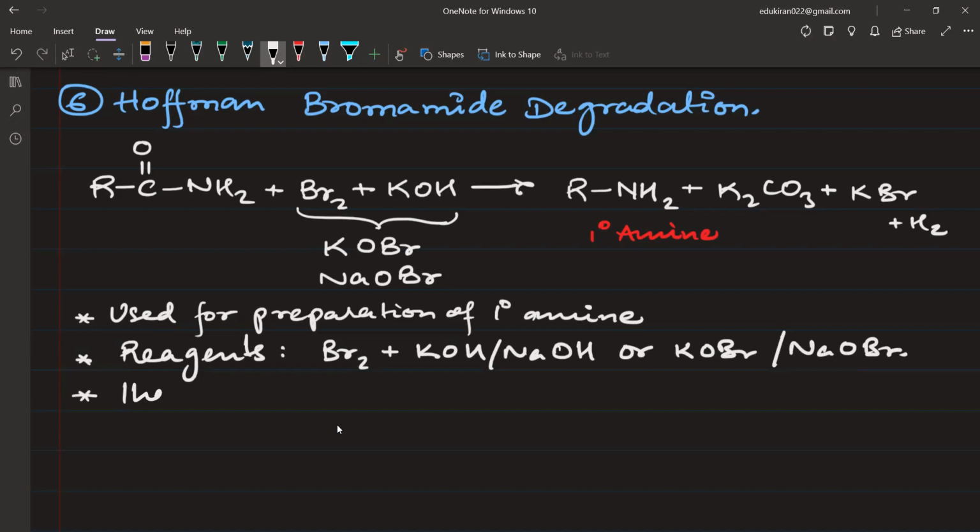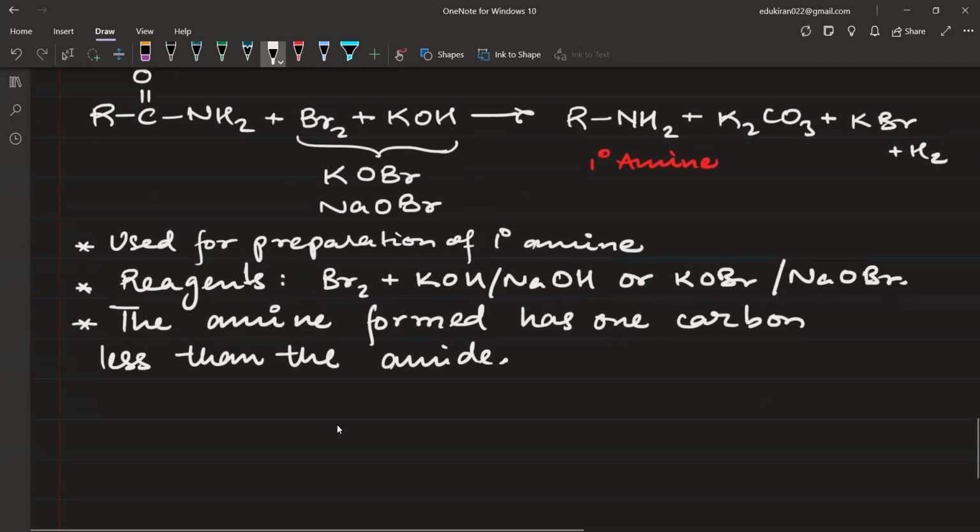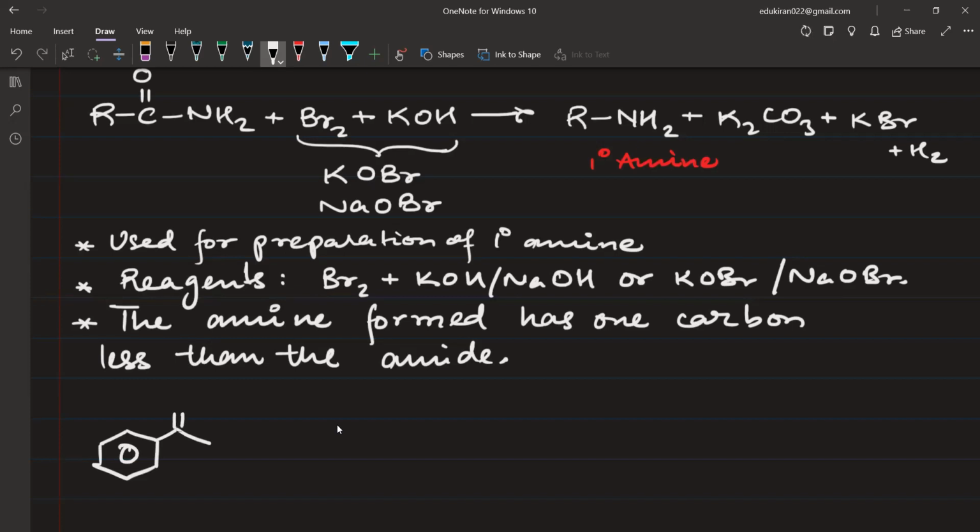Then you write: the amine formed has 1 carbon less than the amide. So this can also be used for the preparation of aniline. Write it.